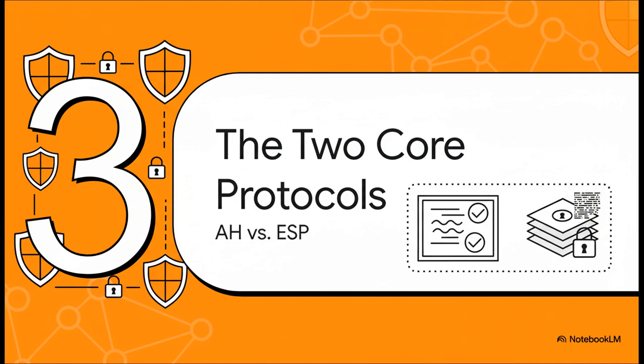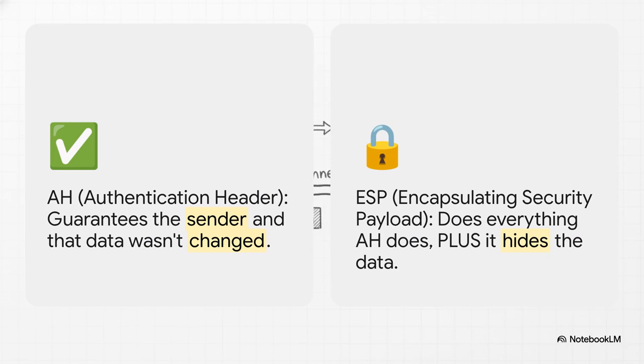At its heart, IPSec really comes down to two main protocols that do all the heavy lifting: AH and ESP. You can think of these as two different flavors of security. On one side, you have the authentication header, or AH. This is kind of like putting a tamper-proof seal on a clear glass box. You can prove who sent it, and you know for sure it hasn't been opened, but you can still see what's inside. Then you have the encapsulating security payload, or ESP. This is like putting that same tamper-proof seal on a solid steel safe.